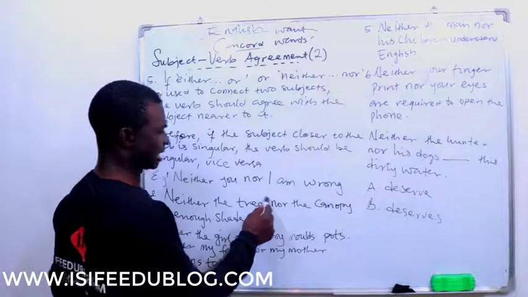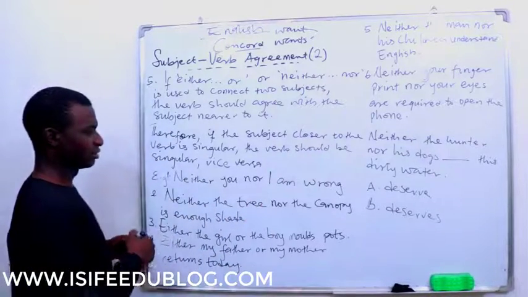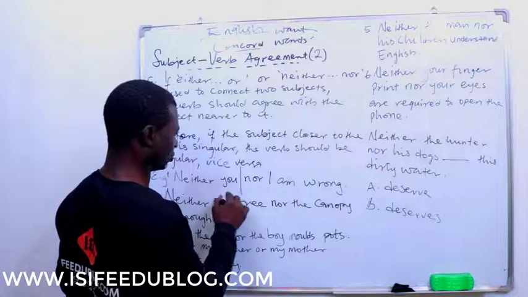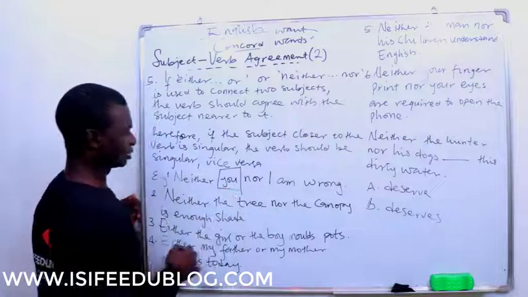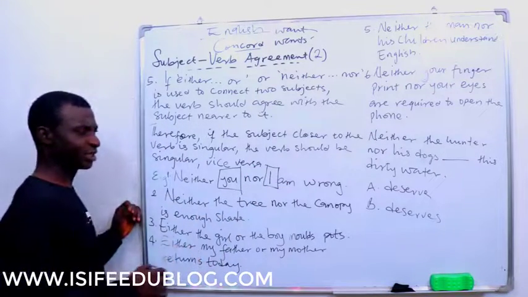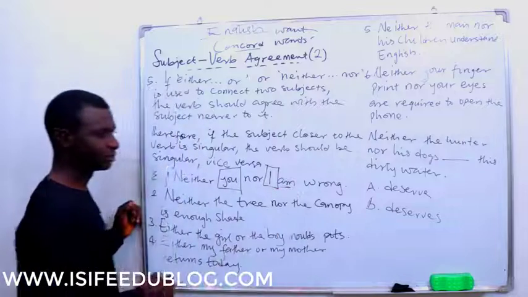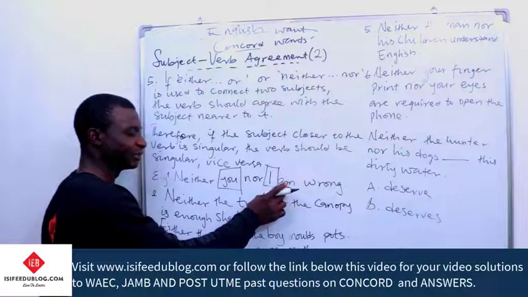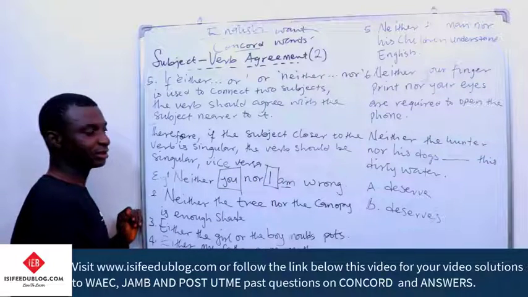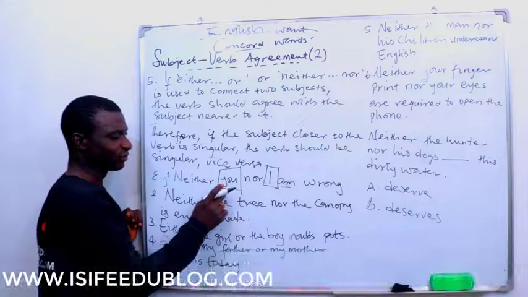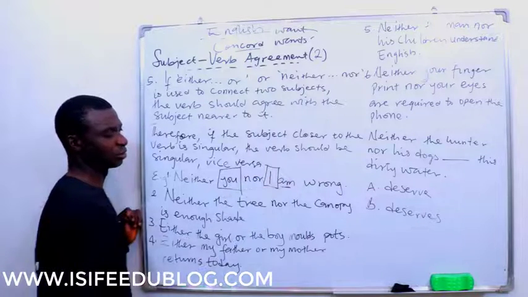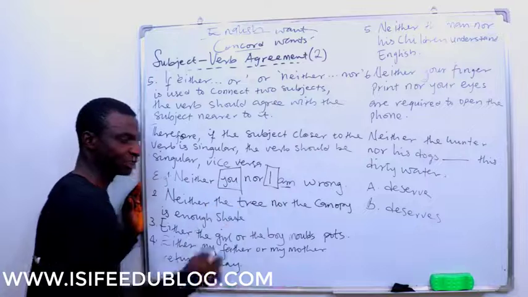Neither you nor I. Now, let's cut it here. You is the first subject. I is the second subject. The verb is am. Am is the verb and it is nearer to I. Since you is far from am, you will not jump I to control am. And you're not fusing the two.